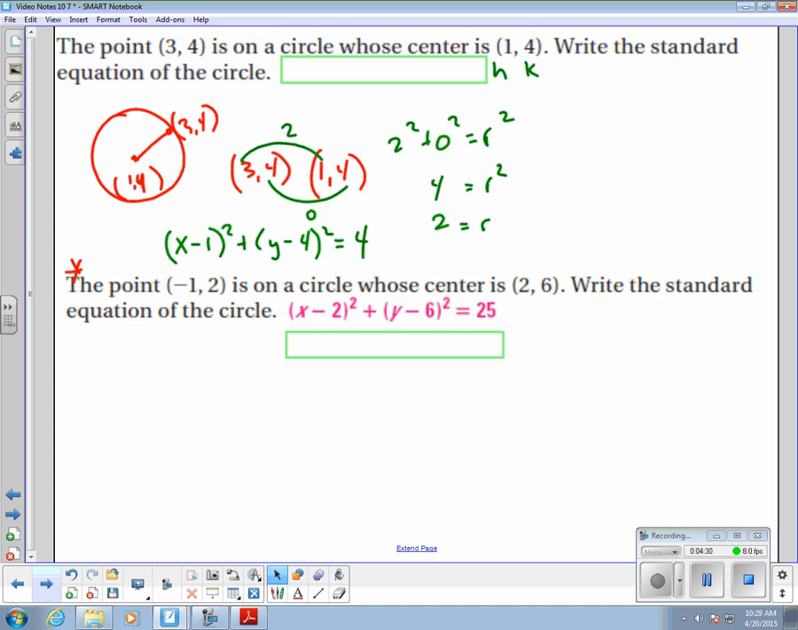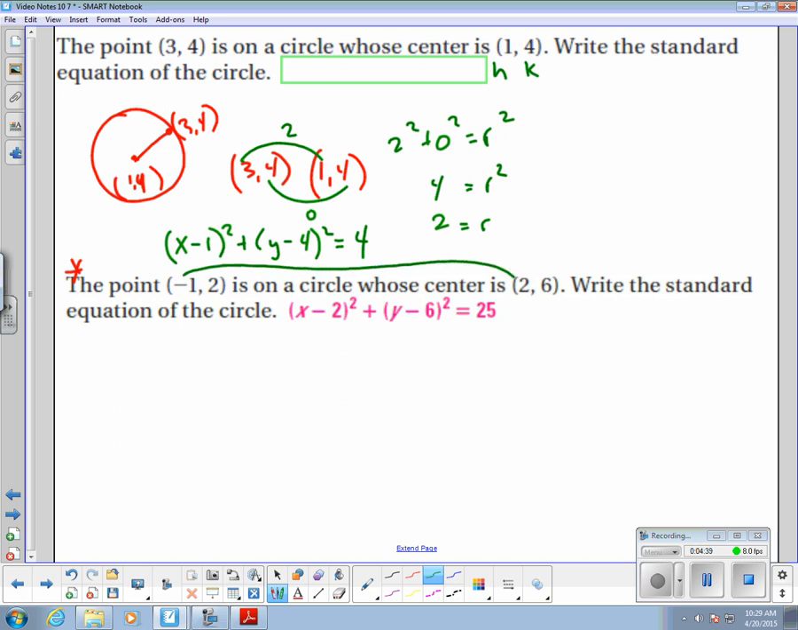Okay, and so there's your answer. And when you're finding the distance between those 2 points, from negative 1 to 2 is a value of 3, and from 2 to 6 is a value of 4, and we know 3, 4, 5 is a Pythagorean triple, and so that will help us find that radius.